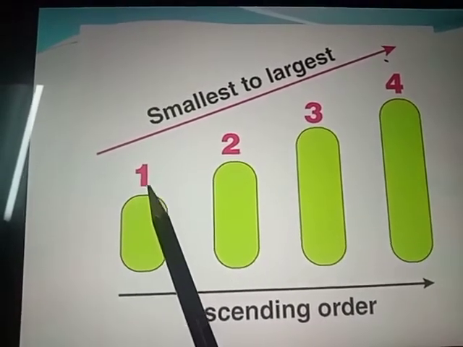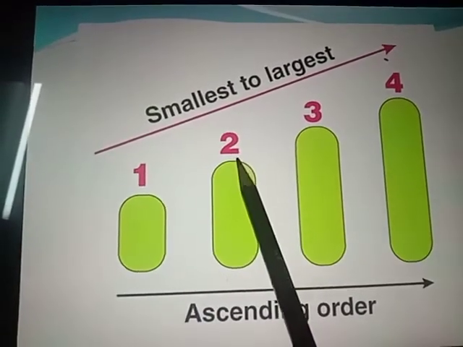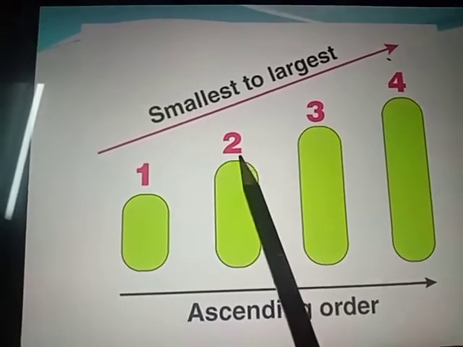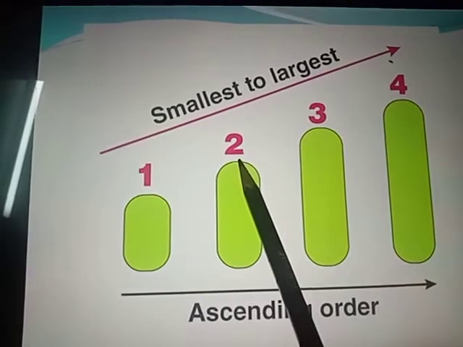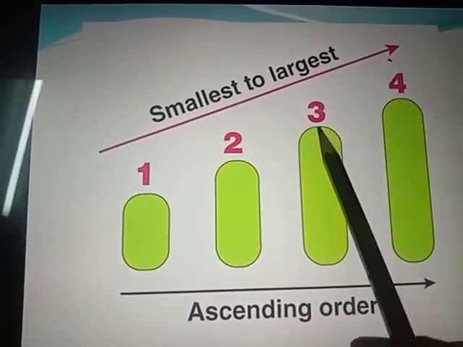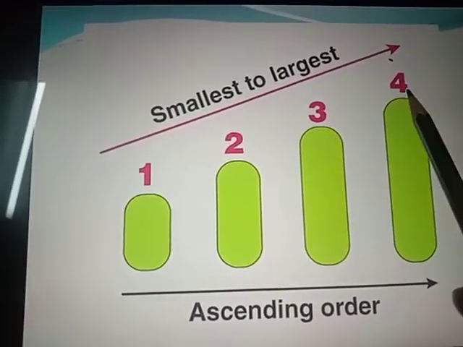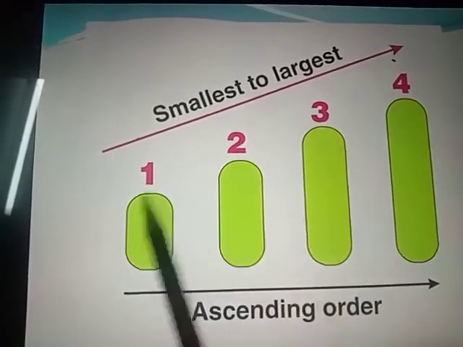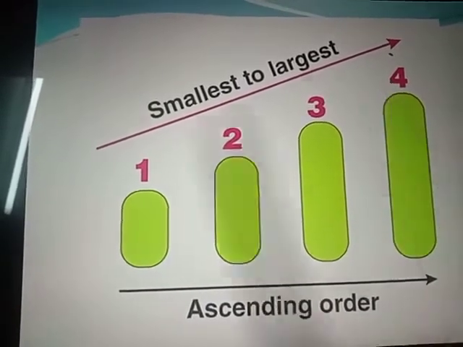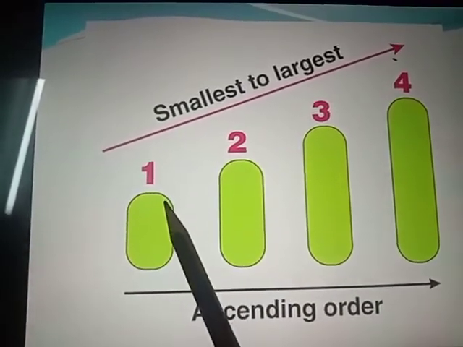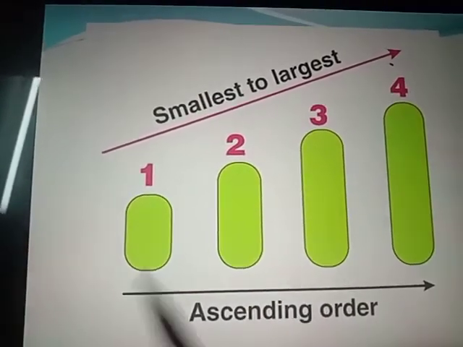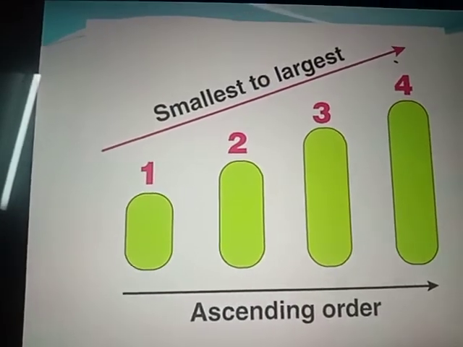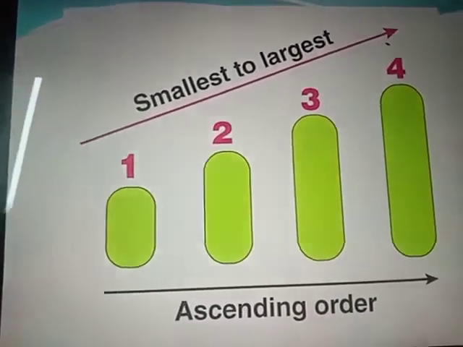1. What comes after 1? 2, which is bigger than 1. Yes. What comes after 2? 3. 3 is bigger than 2. Yes. Then after 3 what comes? 4. 4 is bigger than 3. So as you can see in this series, the numbers are moving from smallest to the largest. So this becomes our ascending order. It becomes our ascending order.